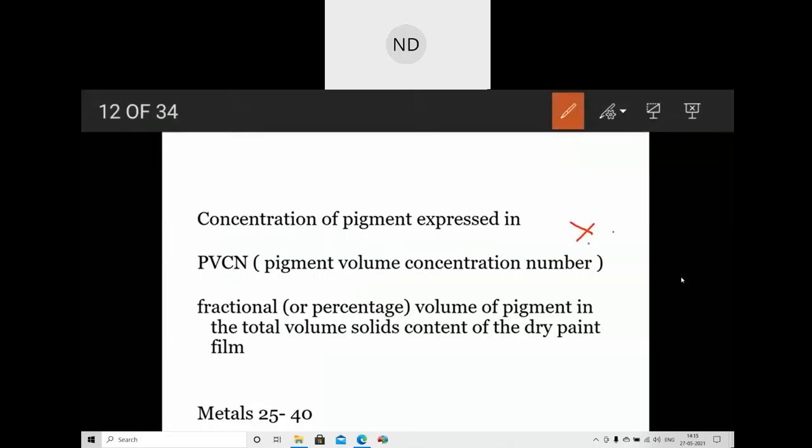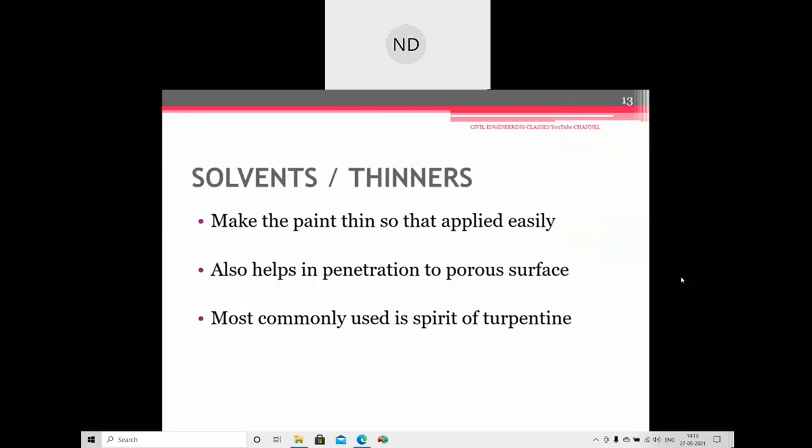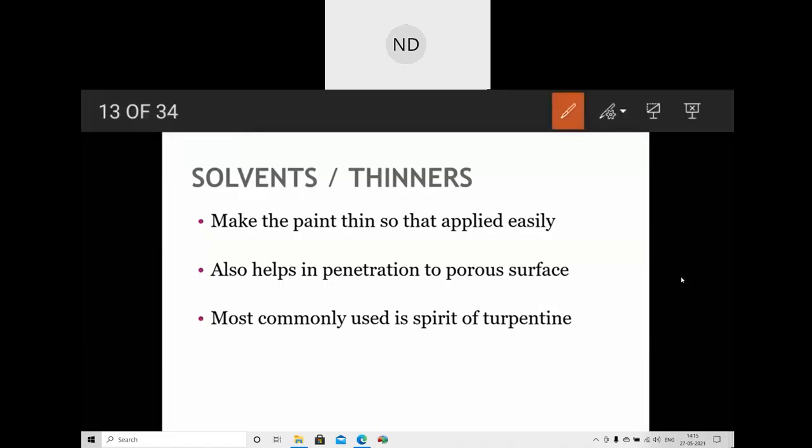So next one is the concentration of a pigment in a particular paint, which is expressed in a term called pigment volume concentration number or PVCM. It gives a fractional or percentage volume of the pigment in the total volume of solid content of the dry paint. For example, the PVCM value for metals is 25 to 40. So that's all about coloring materials.